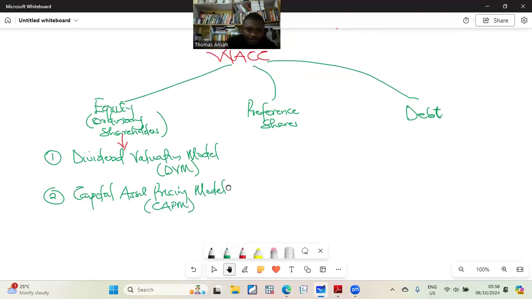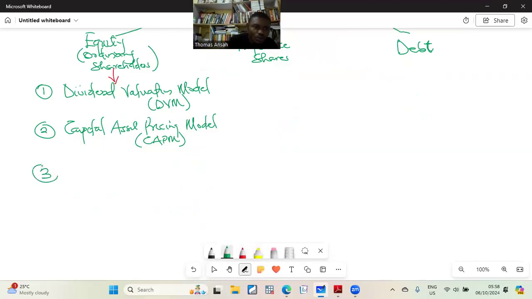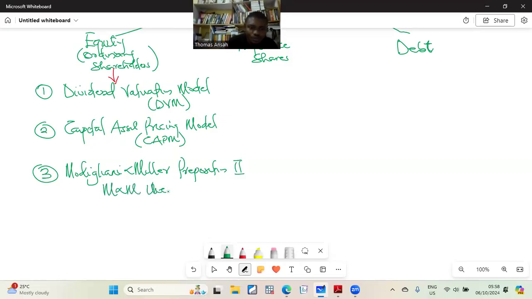But thirdly, we will have to calculate cost of capital using Modigliani and Miller's theory. Those people proposed a way of calculating the cost of capital, and it is Modigliani and Miller's theory. So we talk of the M&M theory. So these are the 3 ways of calculating the cost of capital.